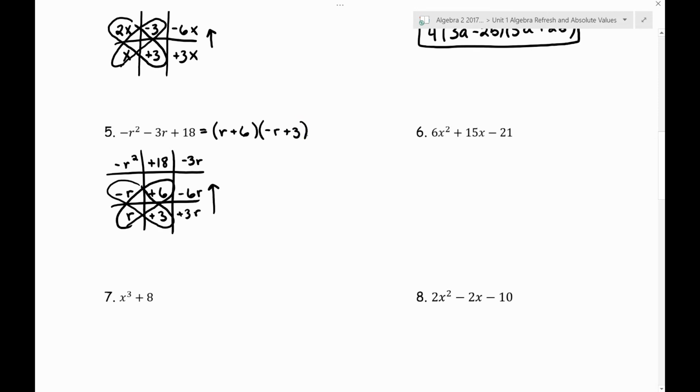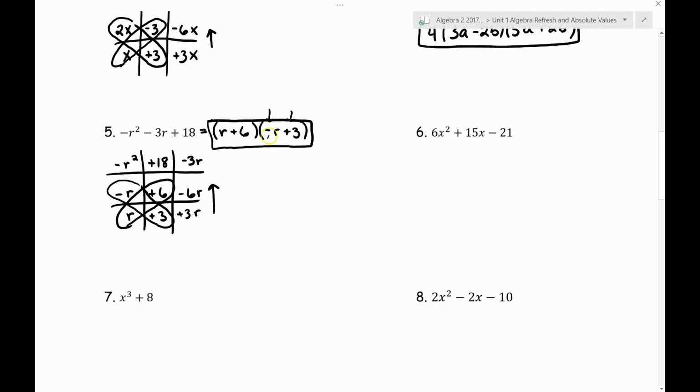Okay, and you can leave it like that. If you really don't like that negative there, you can factor it out, but that would change this sign as well. You can leave it as that, or you can take out a negative. If you take out a negative, the negative would go in front. So you can have this answer here.